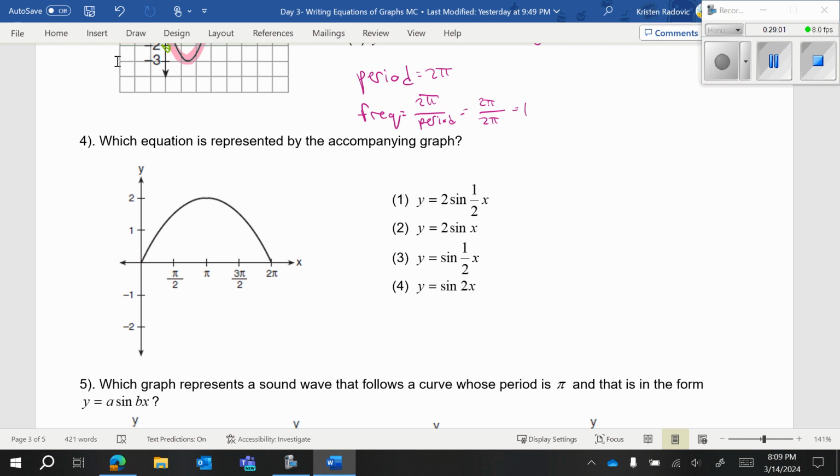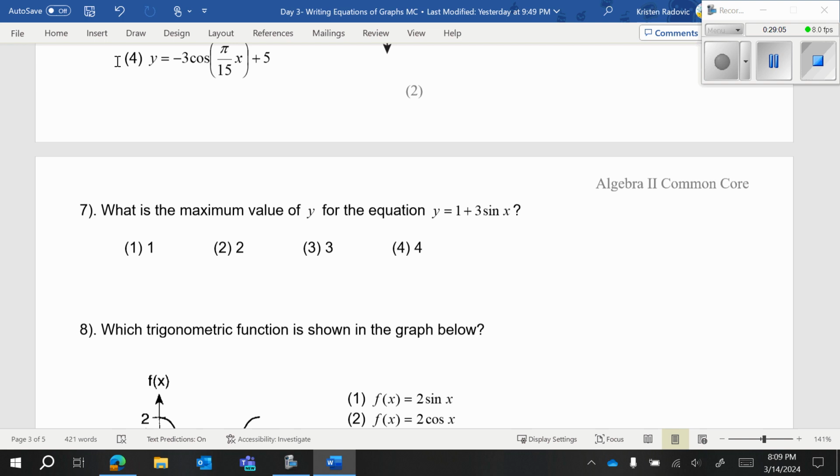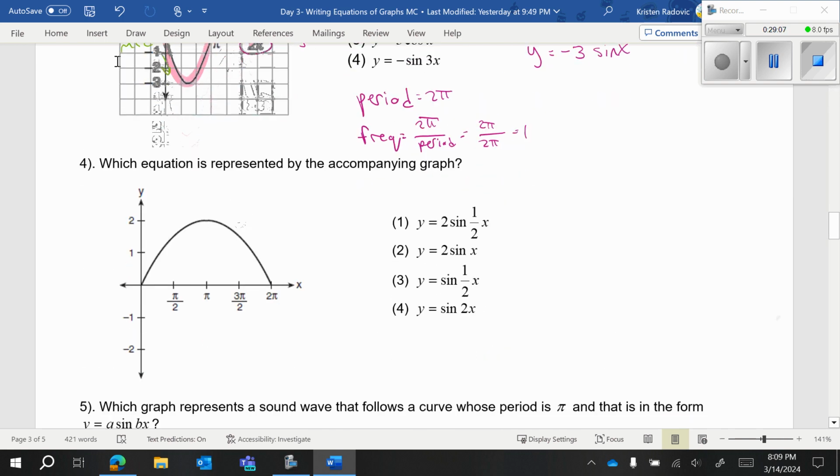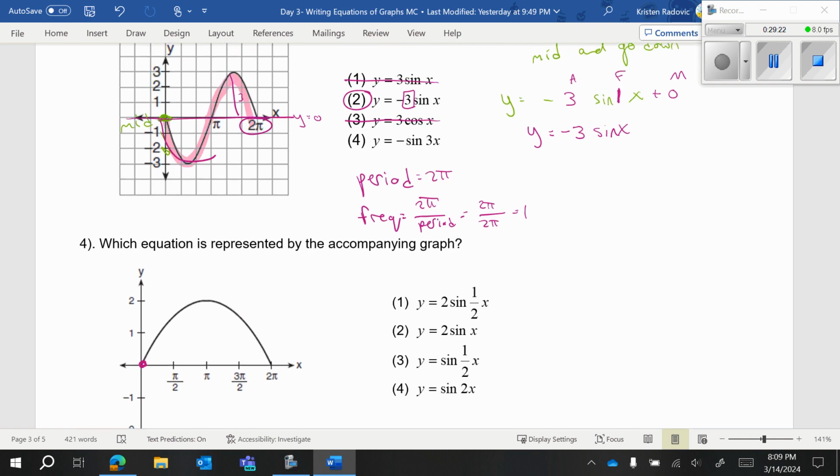Let's try 4, and then we'll be done, even though I want to keep going. There's always more room for practice, but we have to call it quits sometimes. This graph starts at the middle. Do you see how this graph down here has a valley and a hill? This is not a cosine curve. A sine curve has a hill and a valley.